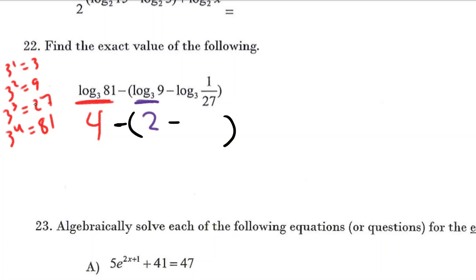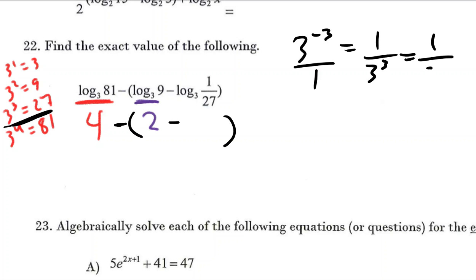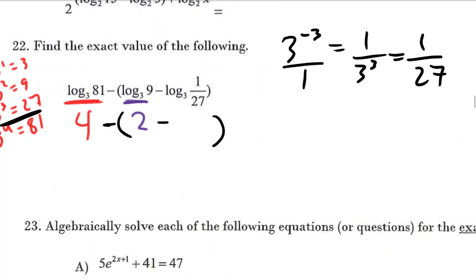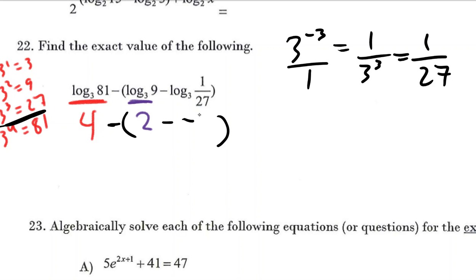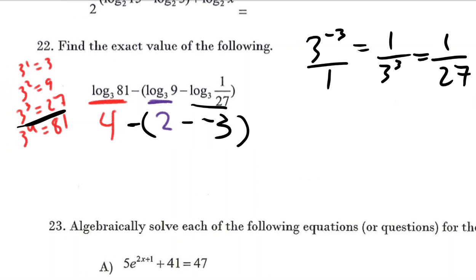And then if 3 to the third gives us 27, then 3 to the negative third, if we think about with exponent rules, a negative exponent in the numerator is the same as a positive exponent in the denominator. So 3 to the negative third gives us 1 over 27. And then we're left with an arithmetic question.